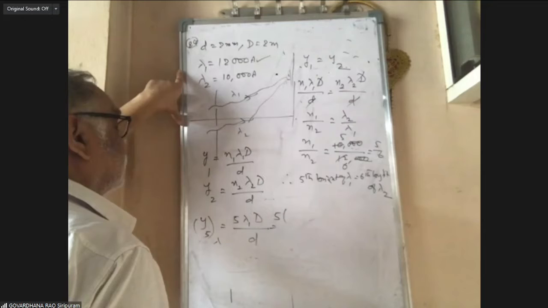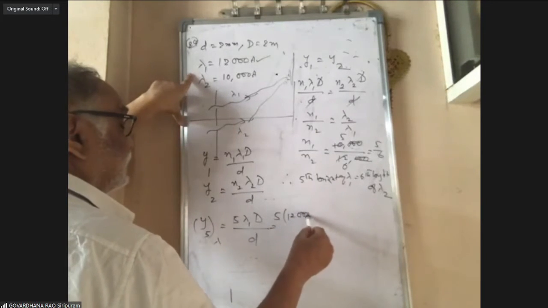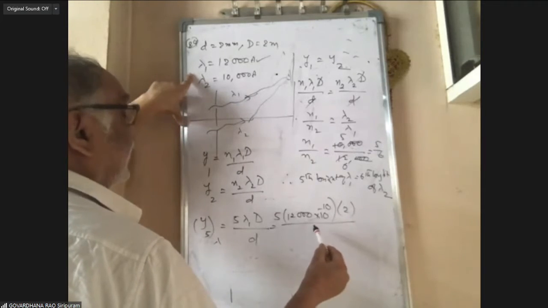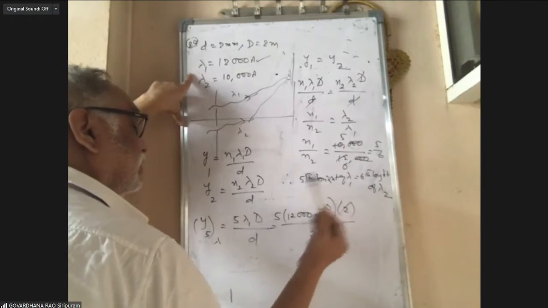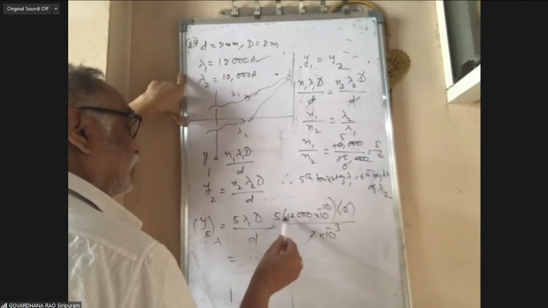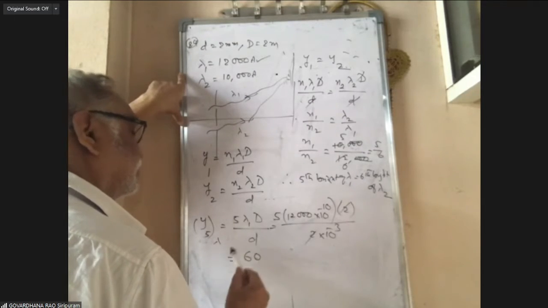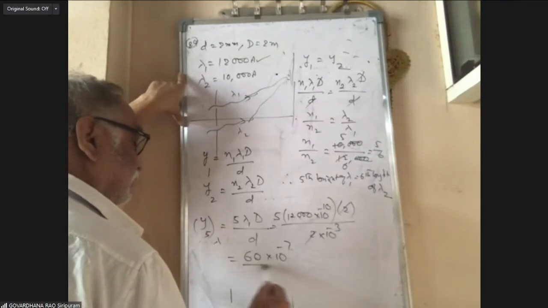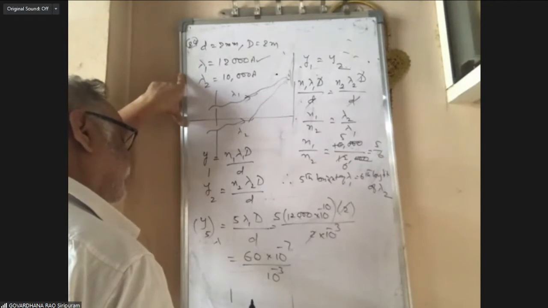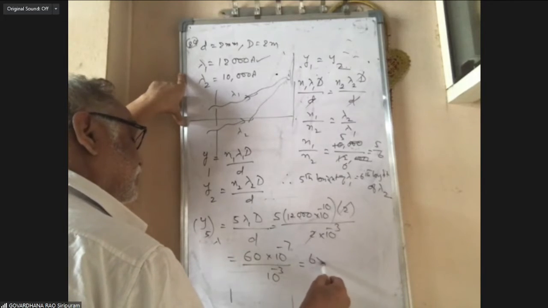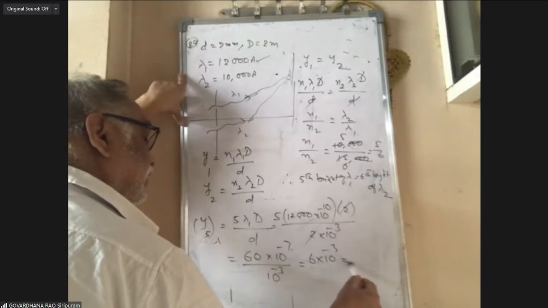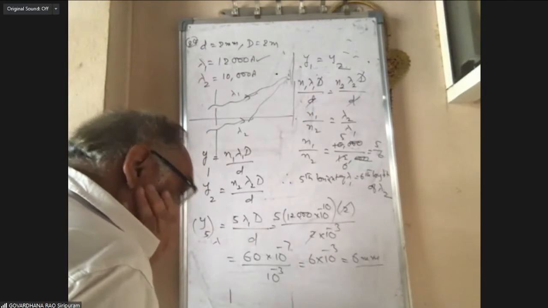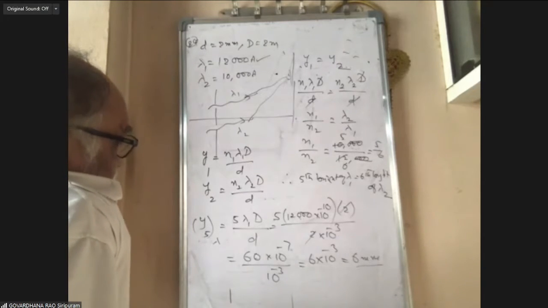5 lambda 1 is how much? Lambda 1 is 10,000 Angstrom, which is 10 to the power of -10. What is D? D is 2 meter, and small d is 2 mm. So 10,000 into 6... 12 5s are 60, times 10 to the power of -7 by 10 to the power of -3, which is 6 into 10 to the power of -3, that is 6 mm. No, sir.